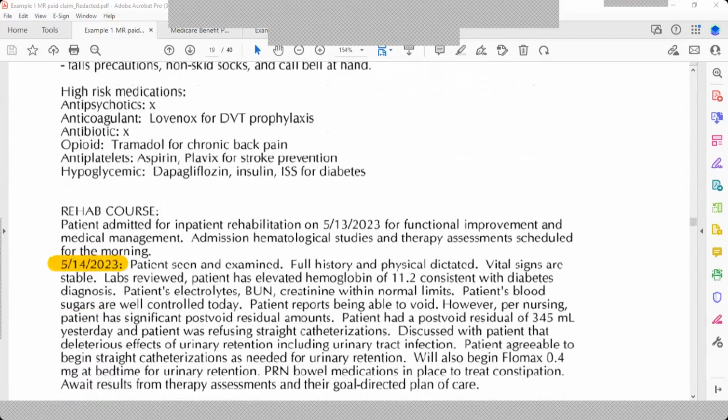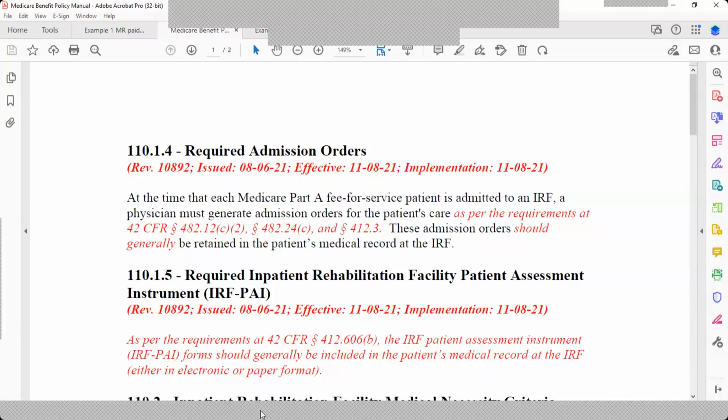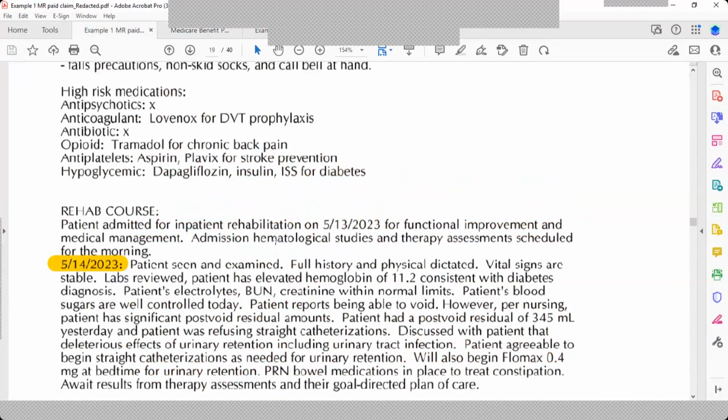And finally, we're going to go down to the rehab course. On the next few pages, you're going to see some face-to-face notes that are written for the days of May 14th through May 25th, 2023. A separate face-to-face note was written by the physician each day and added to the previous day's face-to-face note. Each note had a summary of what was observed and any new orders or treatments.